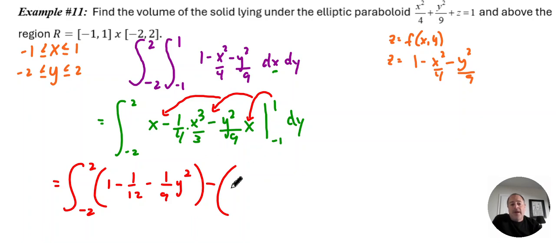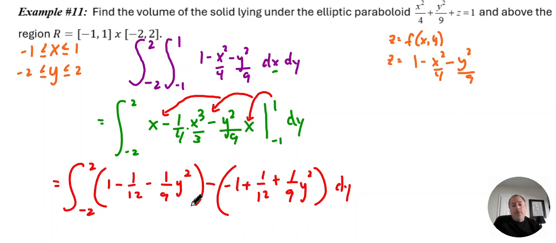Now we're going to do the same thing with -1. We're going to get a -1. We have -1 cubed, which is again negative. So we get a plus 1/12, because -1/4 times -1/3 is positive 1/12, and we get a positive 1/9 y squared, dy.